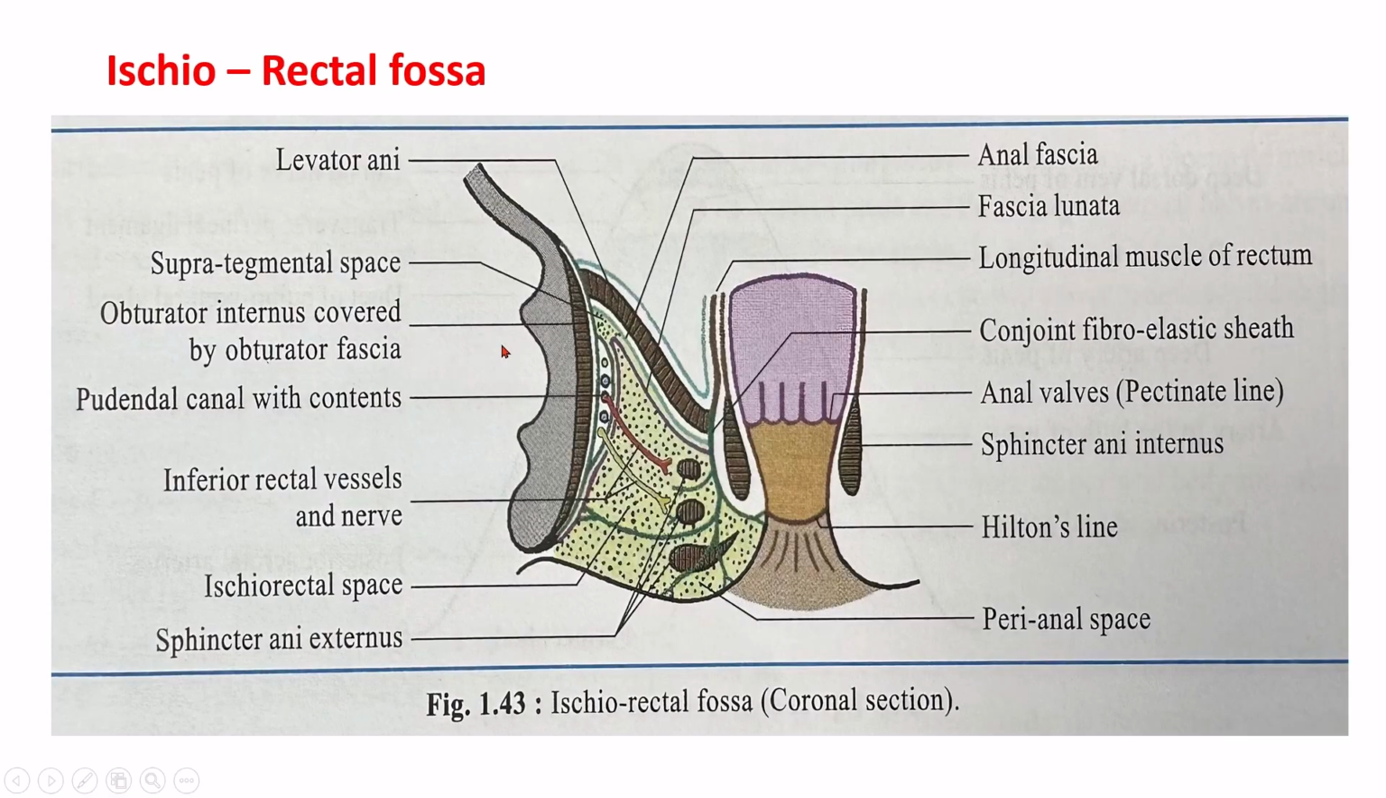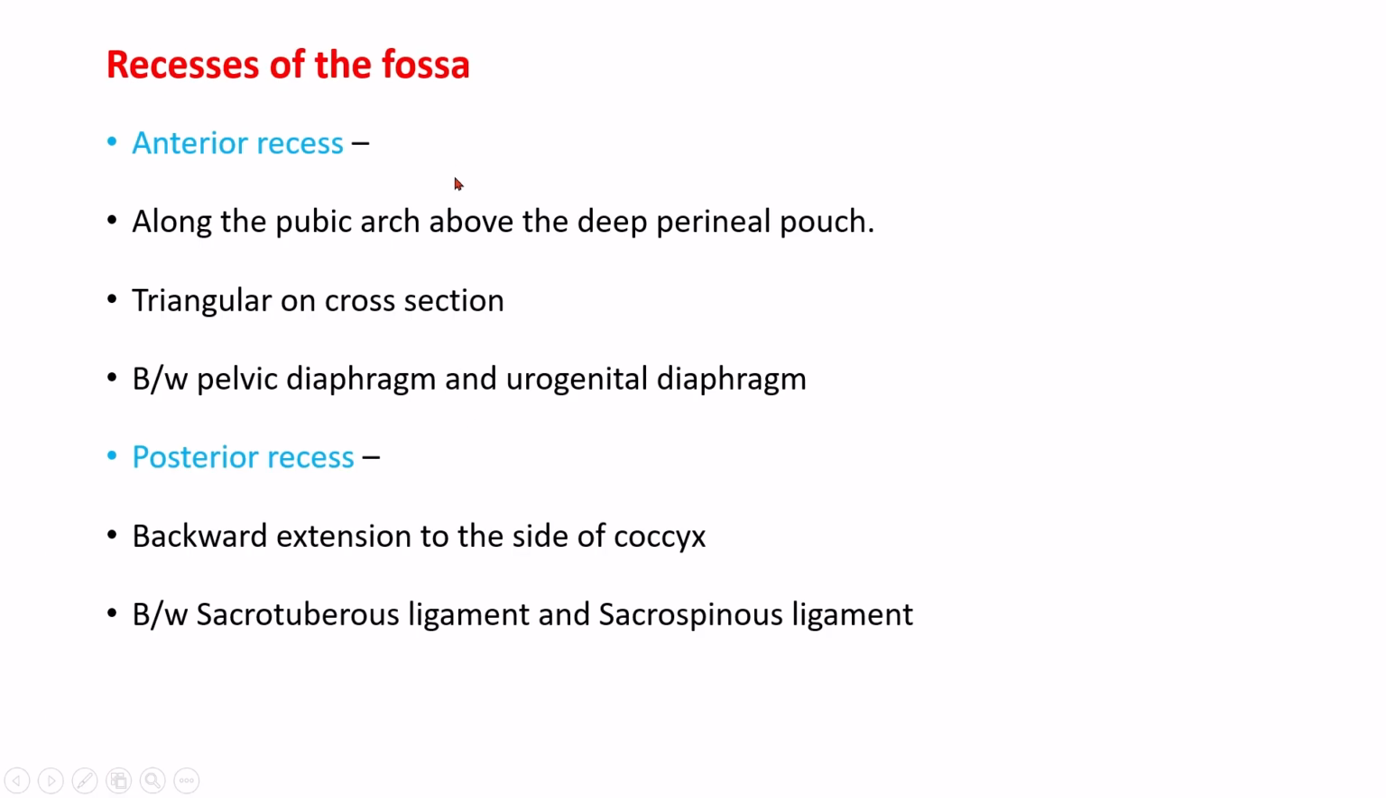This ischiorectal fossa also presents two extensions, anteriorly and posteriorly. These are called recesses of the fossa. The anterior recess passes along the pubic arch above the deep perineal pouch, triangular in cross section. It is between the pelvic diaphragm above and the urogenital diaphragm below. The posterior recess is the backward extension to the side of the coccyx. It is between the sacrotuberous ligament and the sacrospinous ligament.